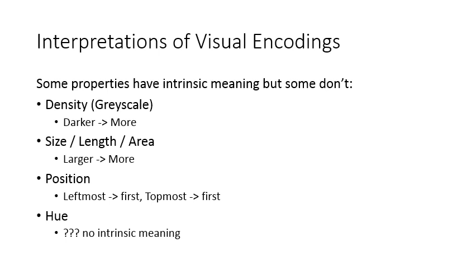Certainly for the English language, left is usually first and top is usually first. Other languages, this might not always be the case. But then if we look at hue or color, there's no intrinsic meaning to hue. So purple doesn't mean more than green, for instance.